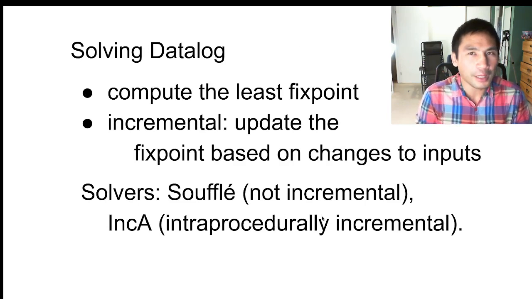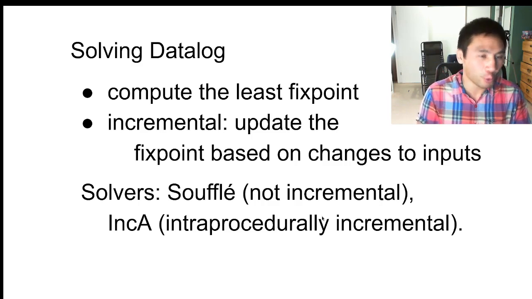All right, so how do you solve these constraints? You have an input, and they have rules, and you compute the least fixed point on the rules. So you start with some initial facts, and then we solve these rules, and each rule allows you to add new relations, and you keep on adding relations until you get no more new relations. The goal here is to have something incremental. So you want to update the fixed point based on changes to inputs.